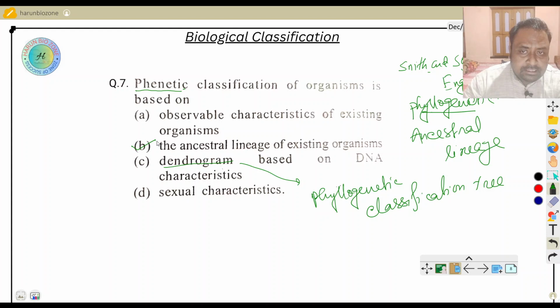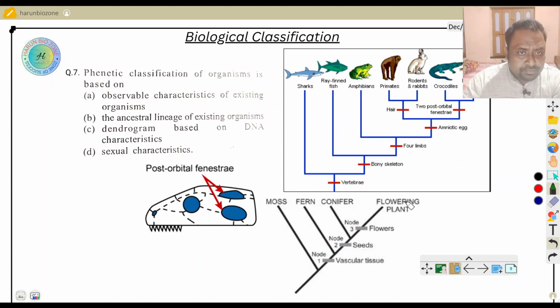So here the right answer is B. Then I want to discuss and fully explain this dendrogram term. So let's see, this is the dendrogram. Suppose dendrogram means here, this is vertebra.